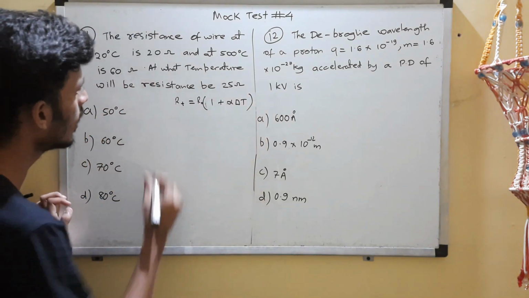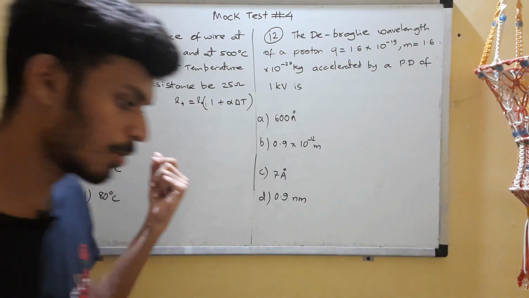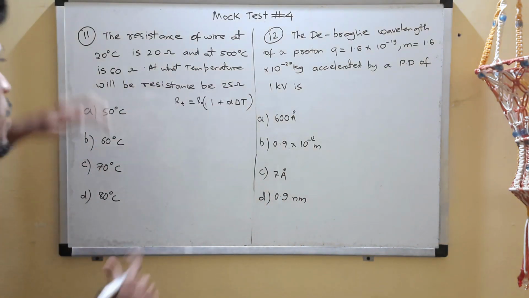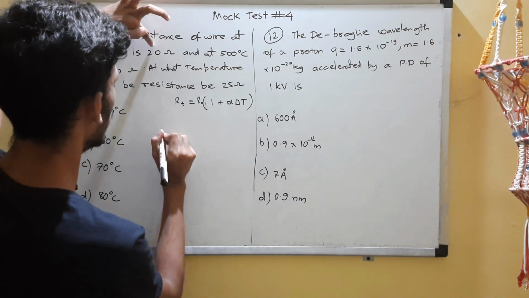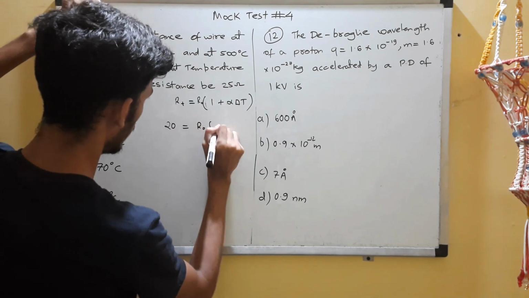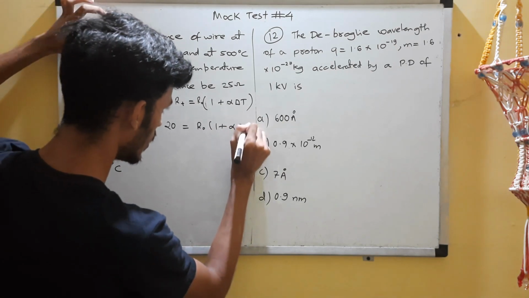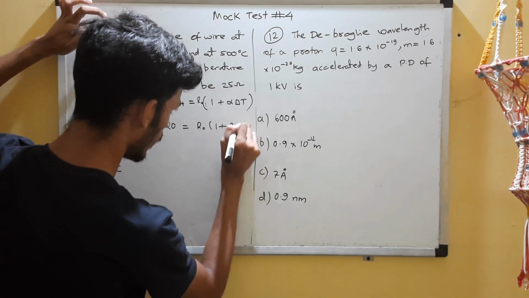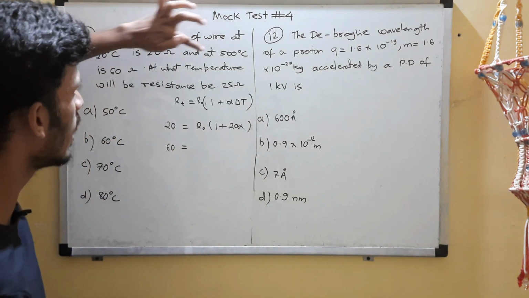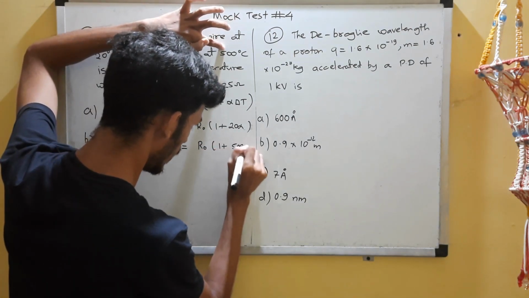alpha delta T, right? Now let us write equations for these two. Using those two equations we'll find the value of alpha, which will help us in the computation of this. So first of all, let us write it for the first one. The resistance is 20 ohms, R0 as it is, and 1 plus alpha, which we want to find, and the temperature changes 20. So this will be 20 alpha. Now for the next one, the resistance is 60 at temperature 500. So R0 into 1 plus 500 times alpha.